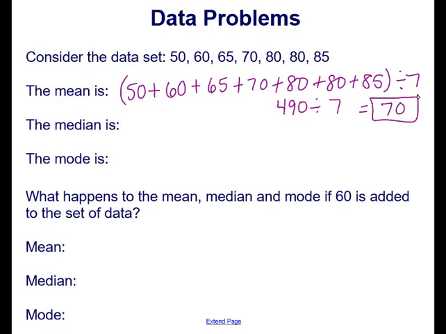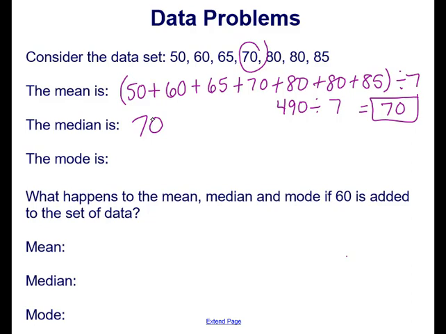The median is going to be the middle data point once all of the data points are listed in numerical order from least to greatest. So right now we have our data points already ordered from least to greatest. And since there's 7, we have 70 right in the middle. So that's going to be our median.